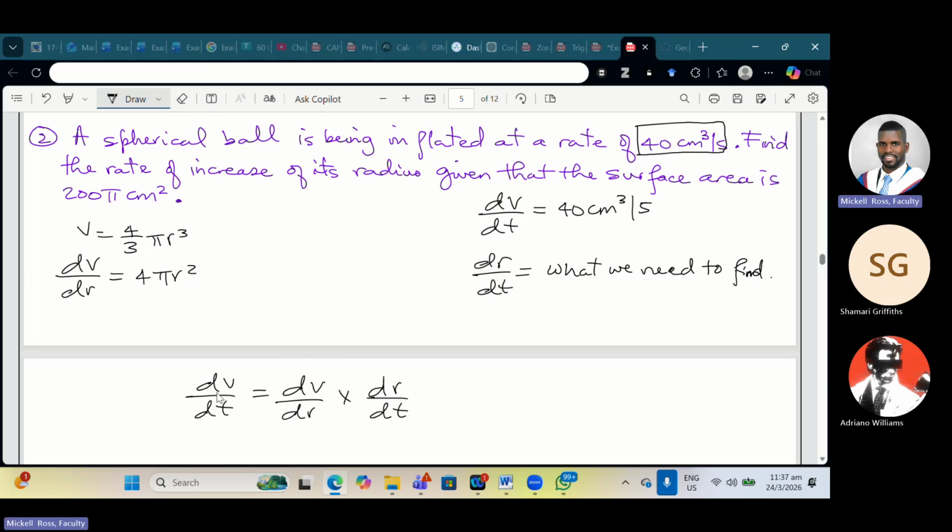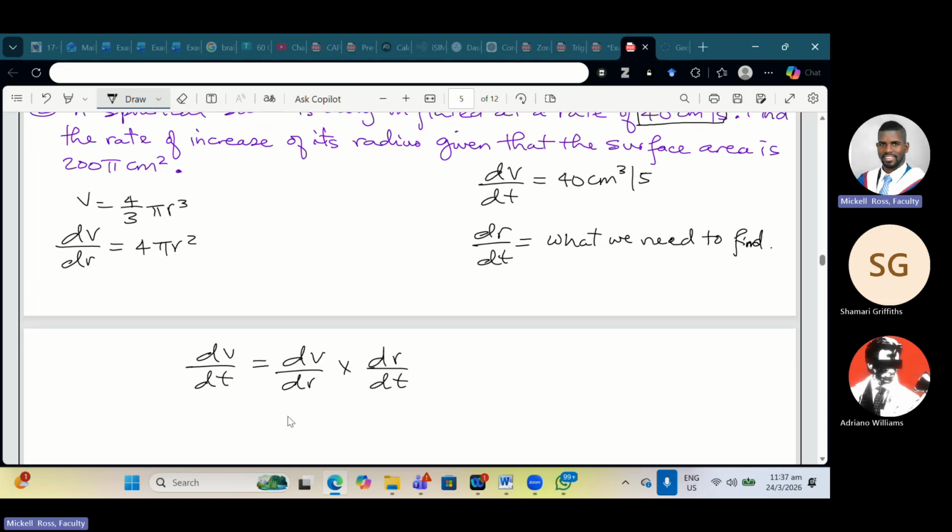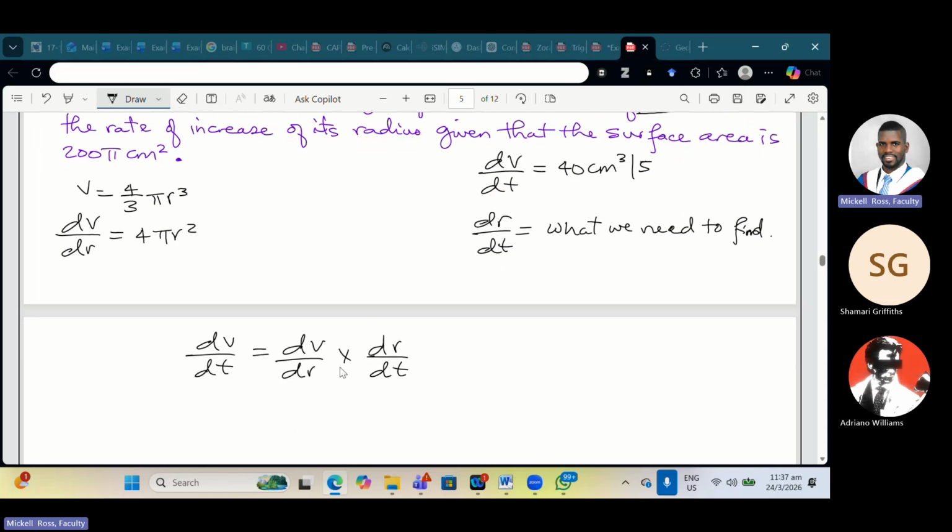That is what this is equal to. So the change in the volume with respect to the time is going to be the change in the volume with respect to the radius times the change in the radius with respect to time. We know the change in the volume with respect to time is 40. We know that the change in the volume with respect to the radius is 4 pi r squared. And then we want to find the change in the radius with respect to time.